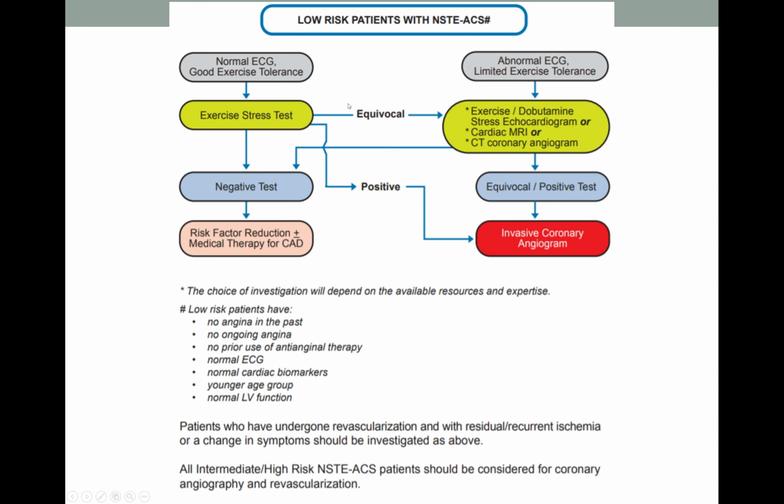So for low risk patients, we will do the ECG and we'll do a stress test. If the patient has a normal ECG and a negative exercise stress test, then we can just opt for risk factor reduction and medical therapy. If a patient has an abnormal ECG and a positive stress test, then we would probably want to opt for revascularization, invasive coronary angiogram. So this is for low risk patients. If the patient is intermediate or high risk, all of them should be considered for coronary angiography and revascularization.